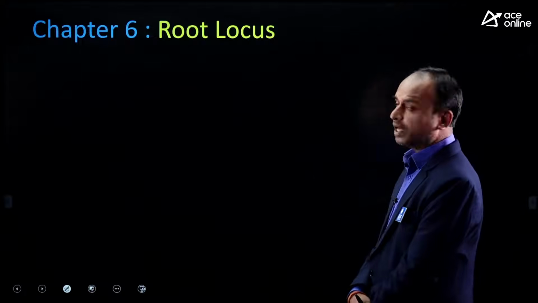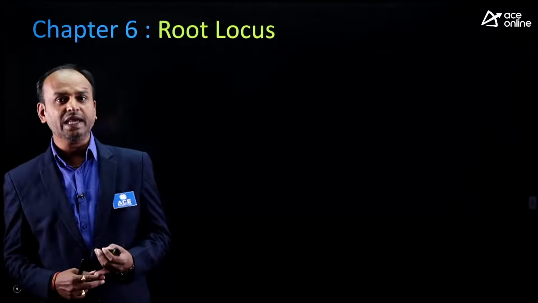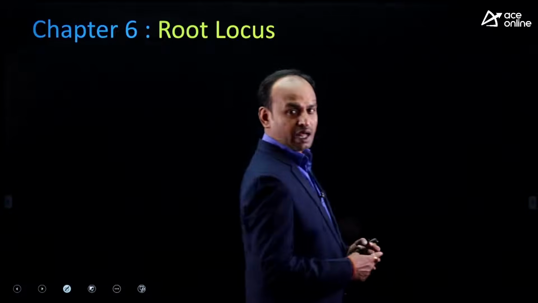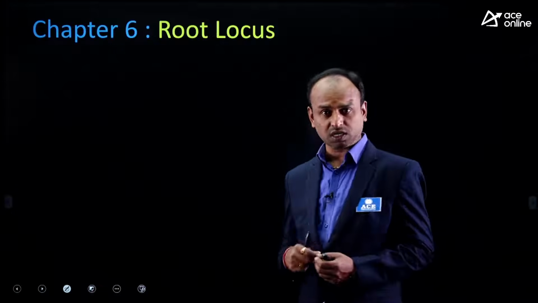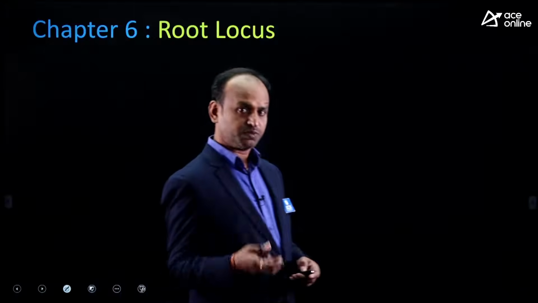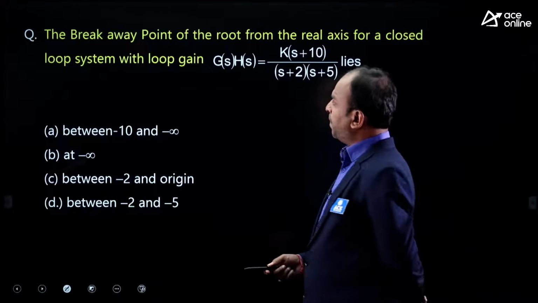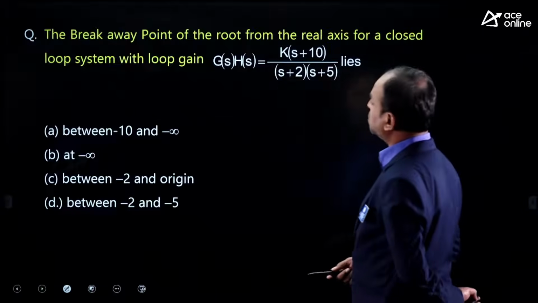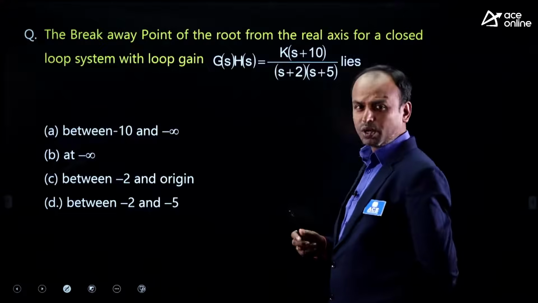In root locus questions, 2 conditions are required. The angle condition and the magnitude condition. The angle condition is required to find whether the given point is on the root locus or not. The magnitude condition is required to find the system gain K. So what are some of the expected questions? The breakaway point of the question, okay. So don't write the complete procedure, no need to follow it.